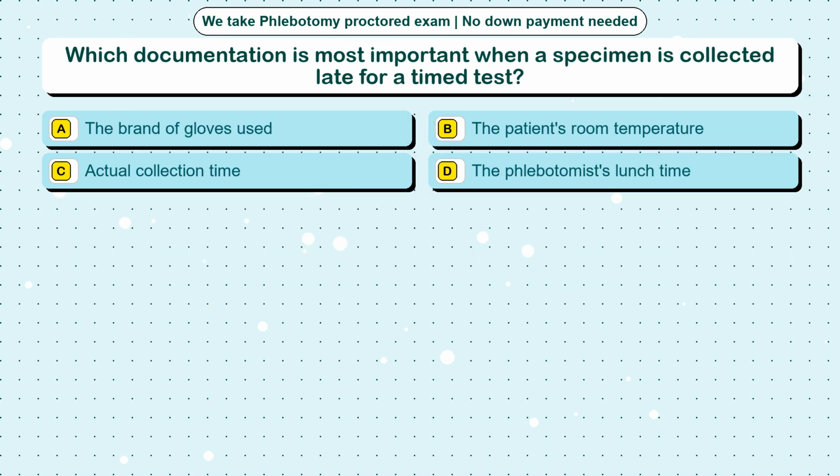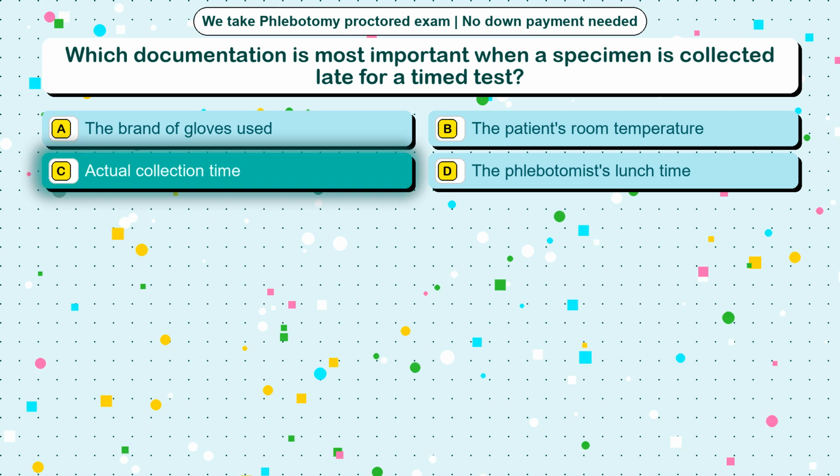Question 4. Which documentation is most important when a specimen is collected late for a timed test? Option A. The brand of gloves used. Option B. The patient's room temperature. Option C. The actual collection time. Option D. The phlebotomist's lunch time. The correct answer is option C.